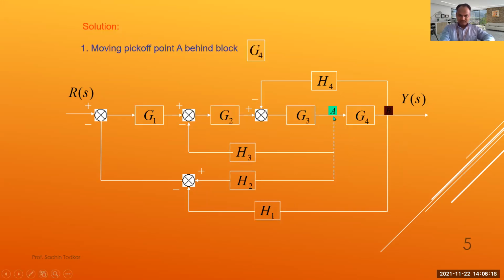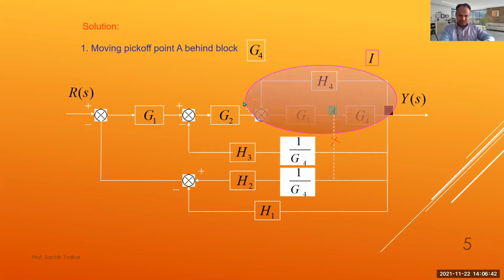We are going to shift this point A, the pickup point, to point B. It will be helpful and will create some simplification. For that, we are moving the pickup point from this point to this point, so we have to divide it by the G4 function, and that is in your next slide. So it is 1 divided by G4.